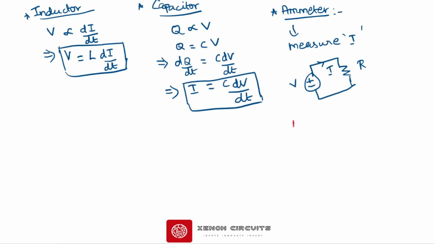So how do we connect that? We have the supply, then we have the resistor, and then we connect an ammeter. Why are we doing this by connecting it in series? The reason is, if you want to measure current in a particular node or a branch, we have to connect the ammeter in series with the element whose current has to be measured.